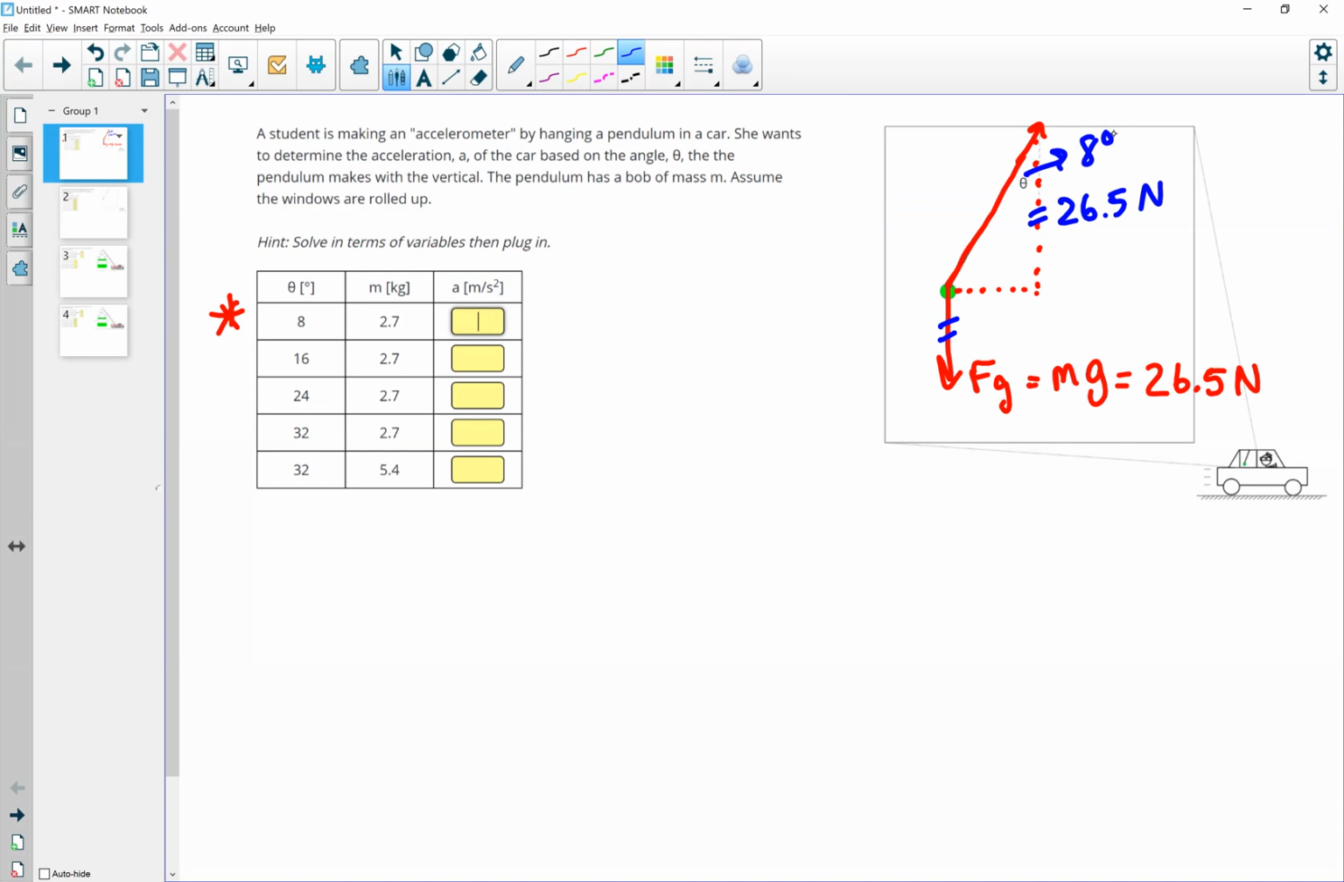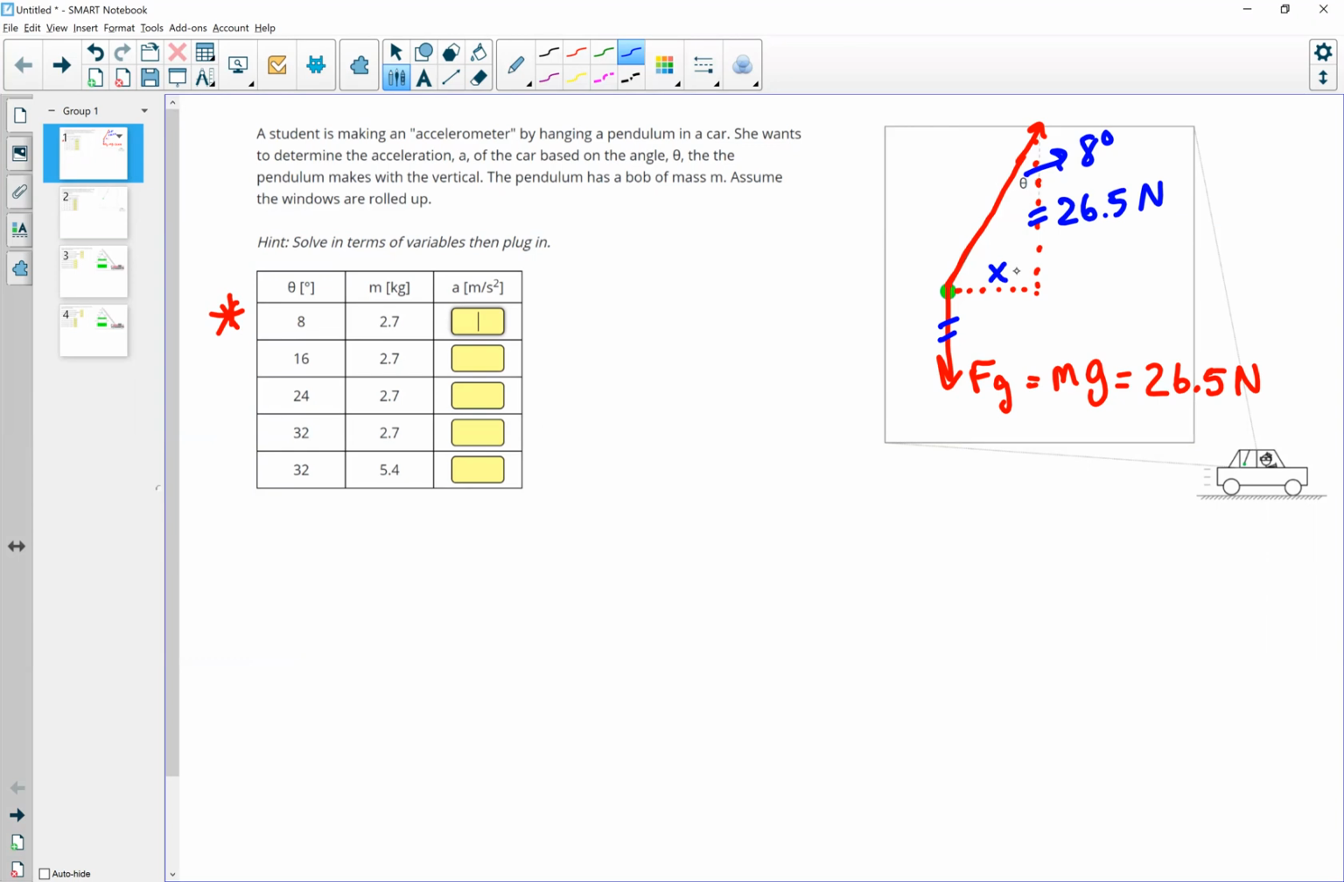So what we need to figure out is what is this x component of the force, because that would tell us the net force. Since these two cancel out, those aren't applying to the net force. It would just be the horizontal component of that tension that gives us the net force.